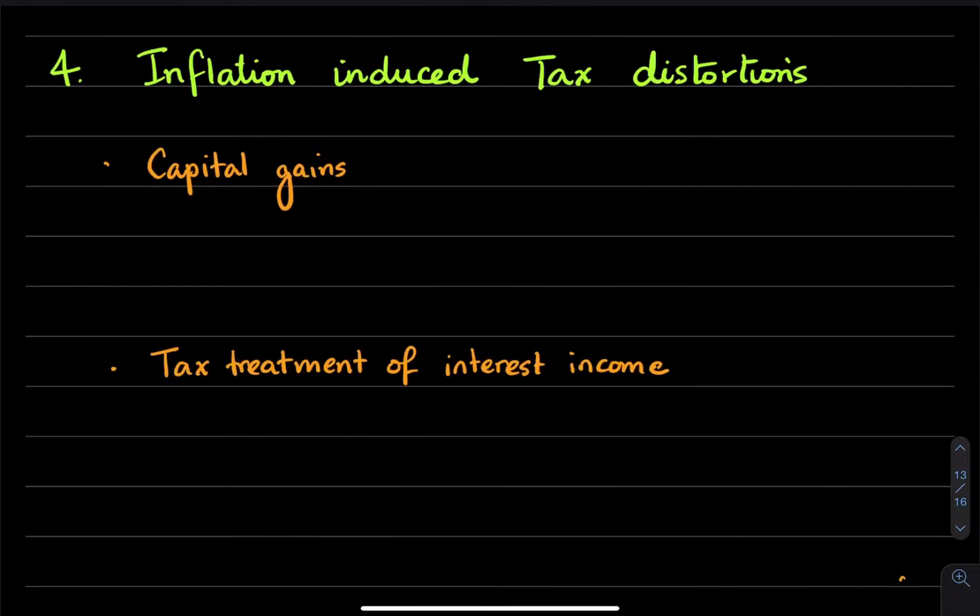Okay. Now, the fourth cost of inflation is that there are some tax distortions that are induced by inflation. Inflation typically raises the tax burden on income earned from saving, and thus it discourages saving and growth. Okay, there are two types of taxes on savings that we will talk about. So one type of tax is called capital gains, and the other type we'll discuss, but let's think about capital gains for a second.